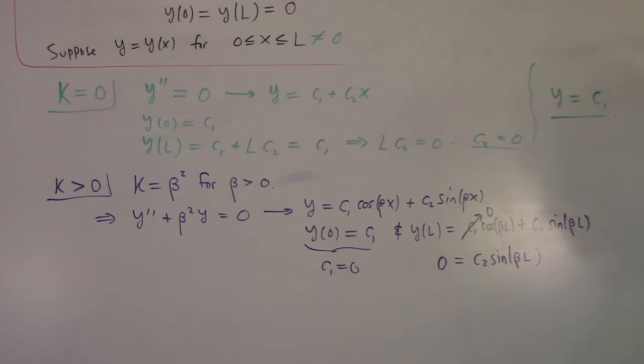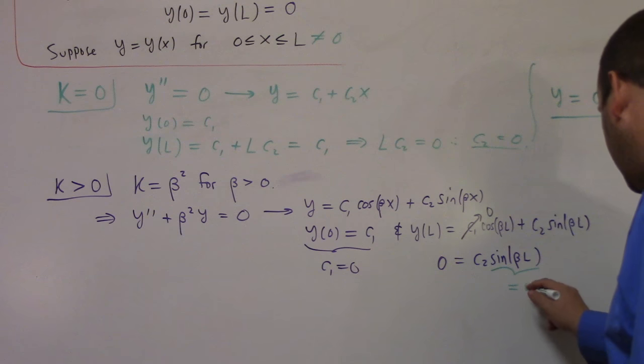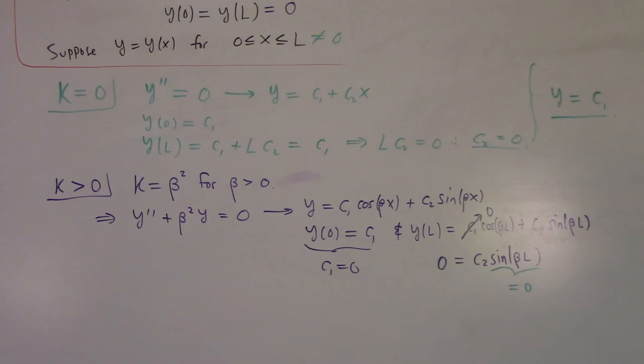Well, the sine of beta L equals 0, so L equals 0, or beta equals 0. Well, L equals 0, we're not allowed either. Beta equals 0. And that should be the only case, right? Nope. Can beta be 0? We were saying it's greater than 0.